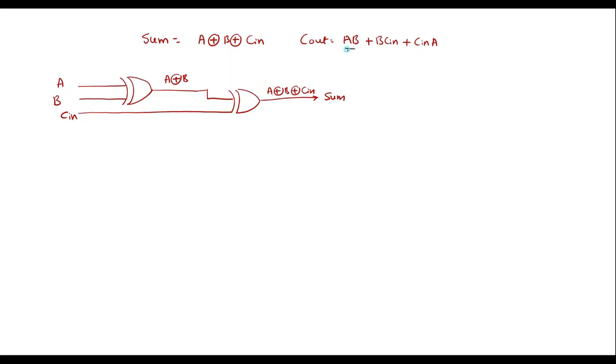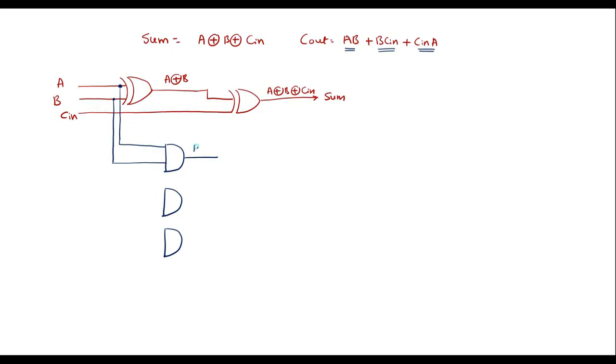So to implement AB, we need one AND gate. Here we need one AND gate. Here we need one AND gate. Let me use 3 AND gates here. So we have the second AND gate and the third AND gate. For the first AND gate, the inputs are A and B. Say this is A and we have B.